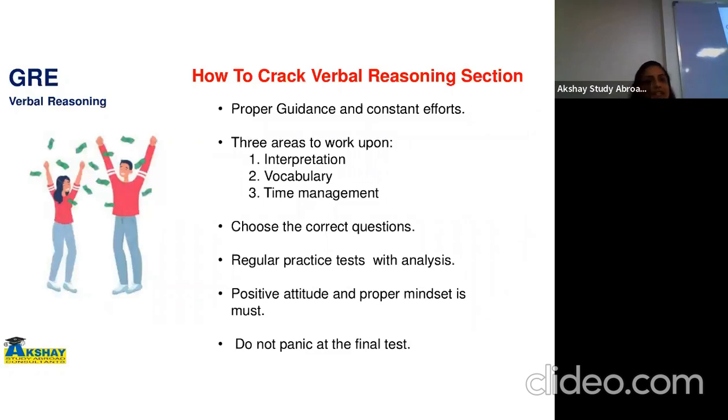How to crack the verbal reasoning section. You must have got the overall gist of the English section. From whatever you have understood, would you let me know some important skills that you need to develop to ace this section? What do you think? Any idea? Okay, yes. Vocabulary is one important component of preparation. Anything else?